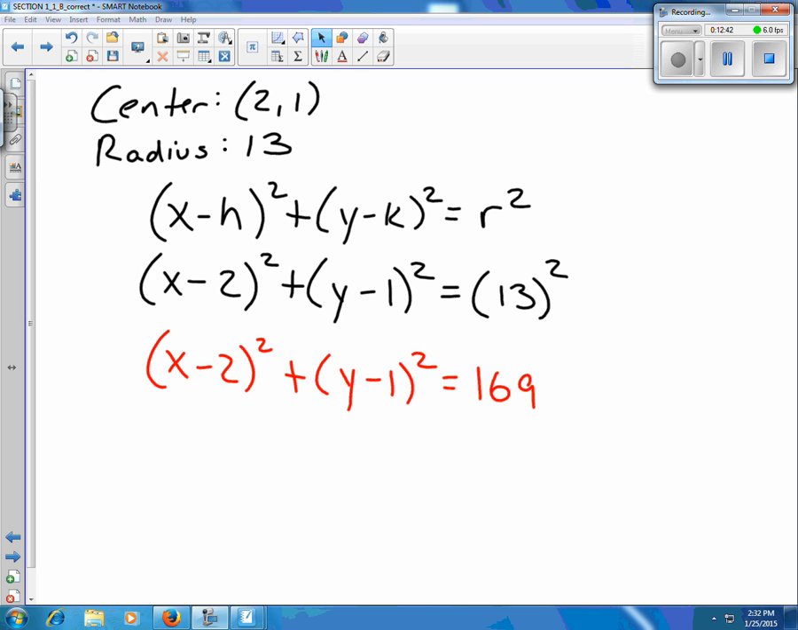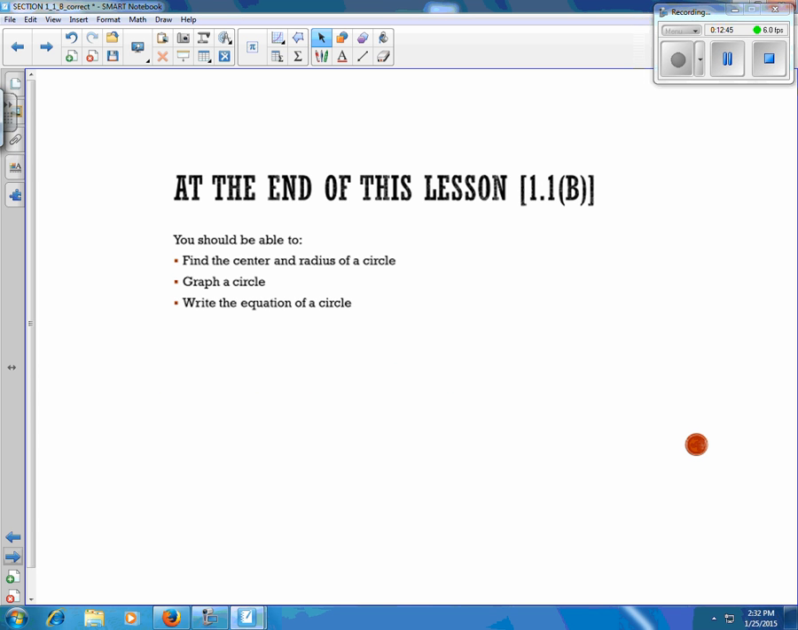And so finally, at the end of this lesson, you should be able to find the center or radius of a circle given the equation. You should be able to graph a circle given the equation. And you should be able to write the equation of a circle.